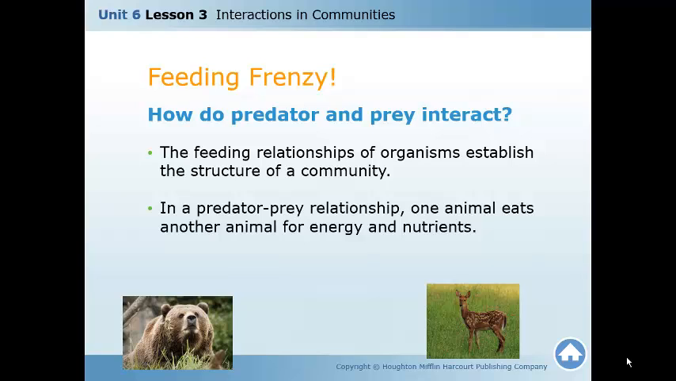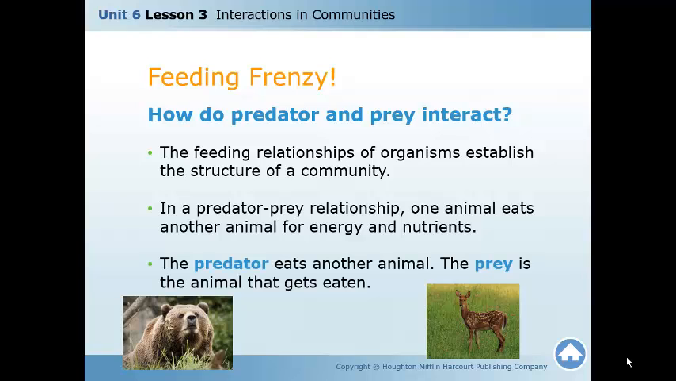In predator-prey relationships, one animal eats another animal for energy and nutrients. So in Lesson 2 we talked about energy transfer. For animals, there's not really much emotion involved here except for the fact that they need energy and they need nutrients. So they're eating for energy. A predator eats another animal and the prey is the animal that gets eaten. Most of you probably already know that. You have lots of experience, some of you with hunting and things like that, or maybe you've actually seen some of these things for yourself firsthand in the wild.